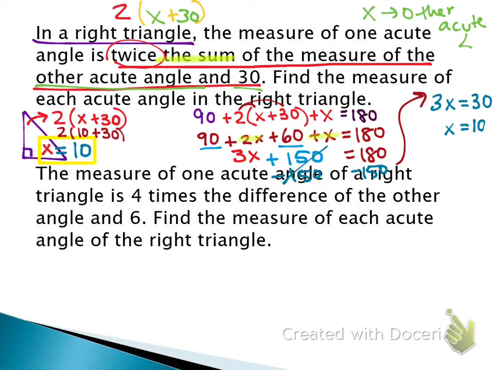So this angle is twice the sum of the other angle, which is 10, and 30. What is the sum of the other angle and 30? 10 plus 30, 40. And then 2 times 40 is 80. Good. And then 10 plus 80 is obviously 90. And then plus the 90-degree angle, that means you have 180 degrees. Questions on this one?